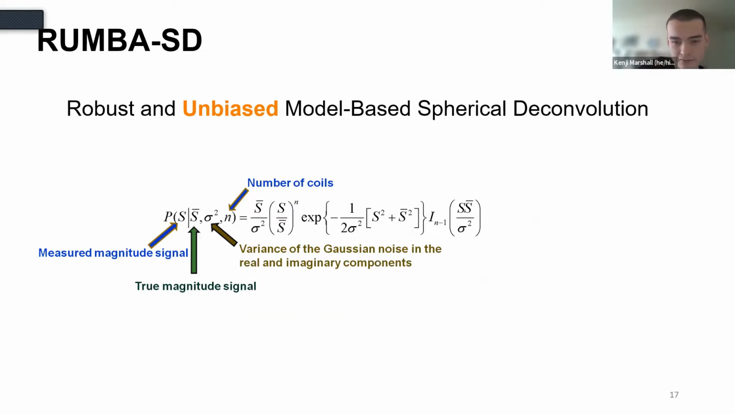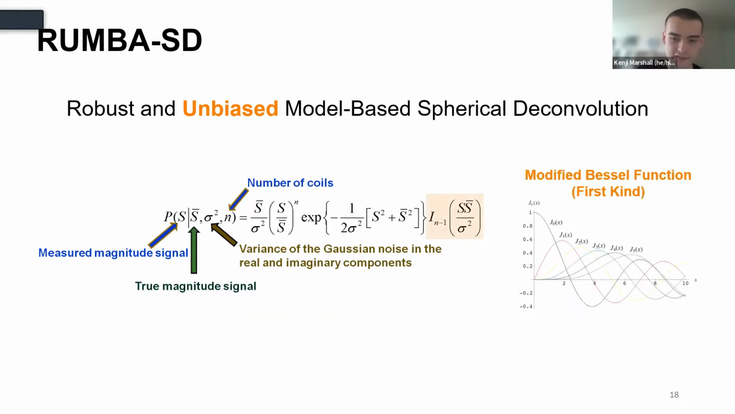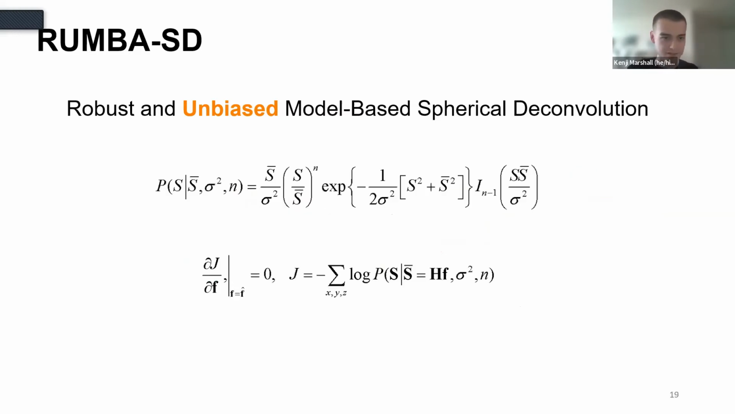One term I haven't gone over yet is this I function. This is the modified Bessel function of the first kind. The order is that subscript n-1, and here I've just shown what this function looks like for different orders to get some intuition. But yeah, so this is the core likelihood model that RUMBA uses and that it's trying to optimize. If we were building a cost function that we wanted to optimize, we could imagine encoding this likelihood like this, where we take the negative log likelihood summed over all voxels, and we're trying to find the FODF that minimizes this cost function and thus maximizes the likelihood.